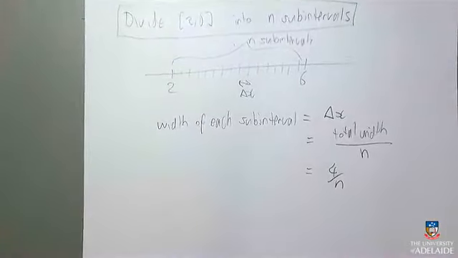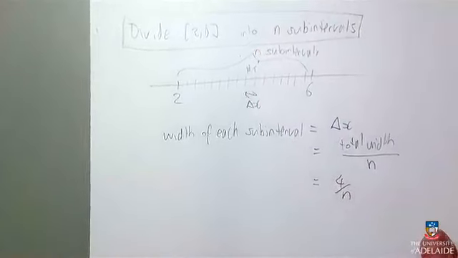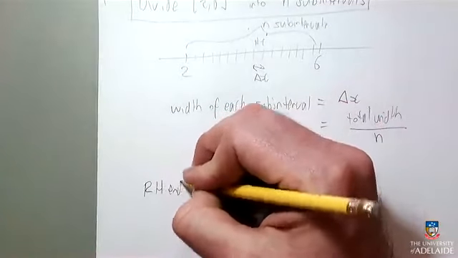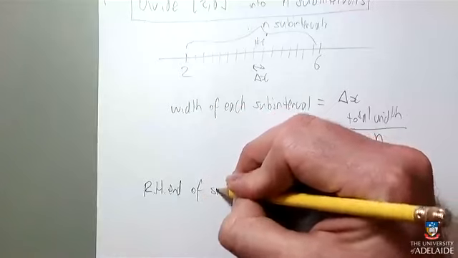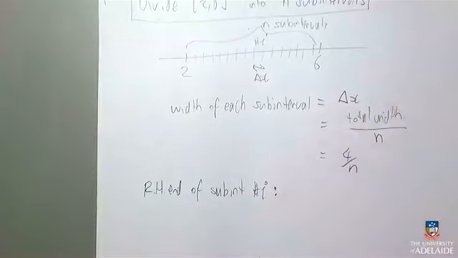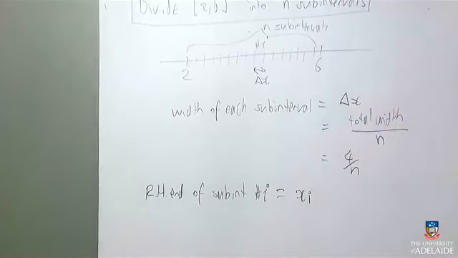The next step is to calculate where the endpoints of each interval are. So I've figured out how wide they are. Now I want to go to the middle and find interval number i and tell the person reading it what the left-hand side of interval number i is and what the right-hand side of interval number i is. So this is number i somewhere in the middle. And I'm going to do the right-hand side first. The right-hand end of subinterval number i is normally called x_i. That's normally what they call it.